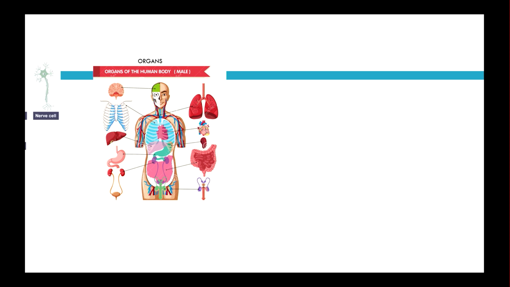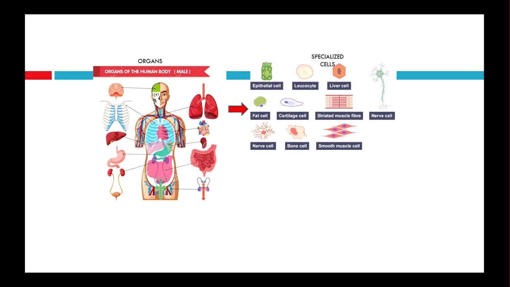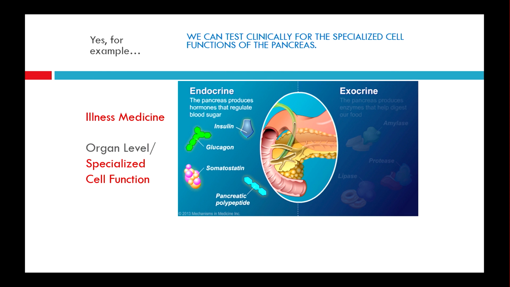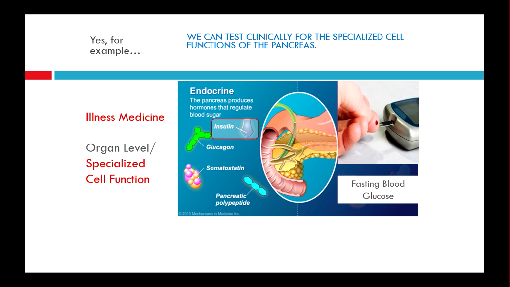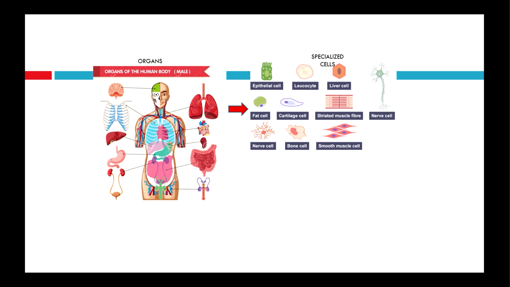Now, underneath these organs are the specialized cells. For example, the hepatocytes for the liver, the cartilage cells of the ligaments, the neurons of the brain cells. And are there clinical tests for specialized cell function? Sure, there are. For example, if you want to test for the endocrine function of the pancreas, if you want to take a look at insulin action, then you take a look at the fasting blood glucose, right?